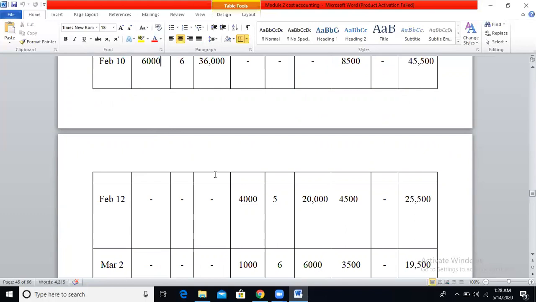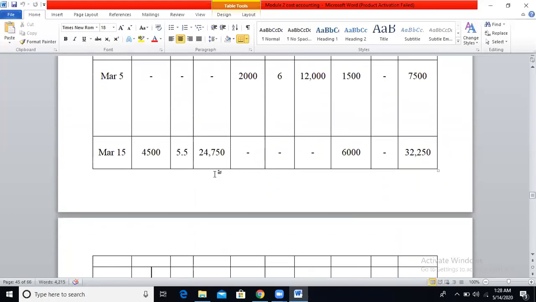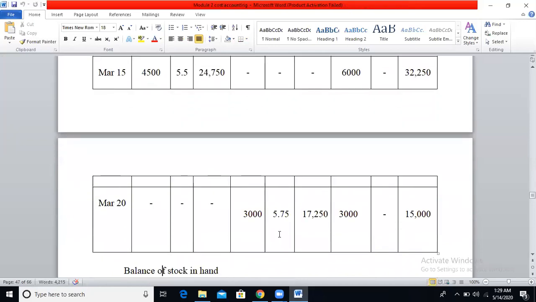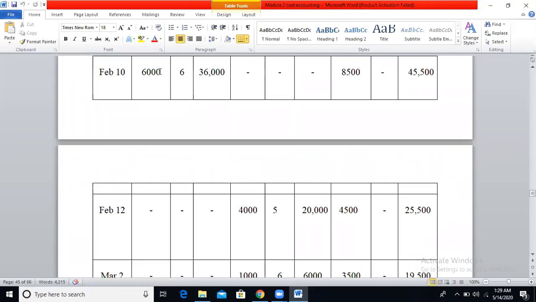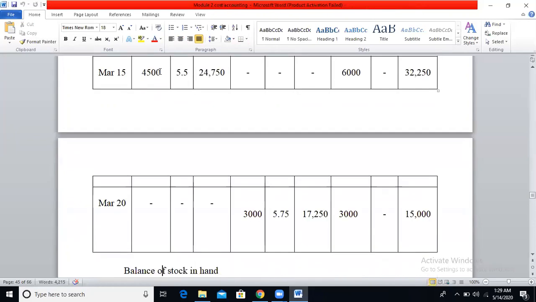So 6 plus 5.5 divided by 2, you will get the average price, that is 5.75. So till you get 6000, those units will be considered. That average price will be considered. How will you get 6000? 4500 units plus, out of 6000, the remaining 1500 you will consider from these units. So 3000 into 5.75, you will get 17,250.